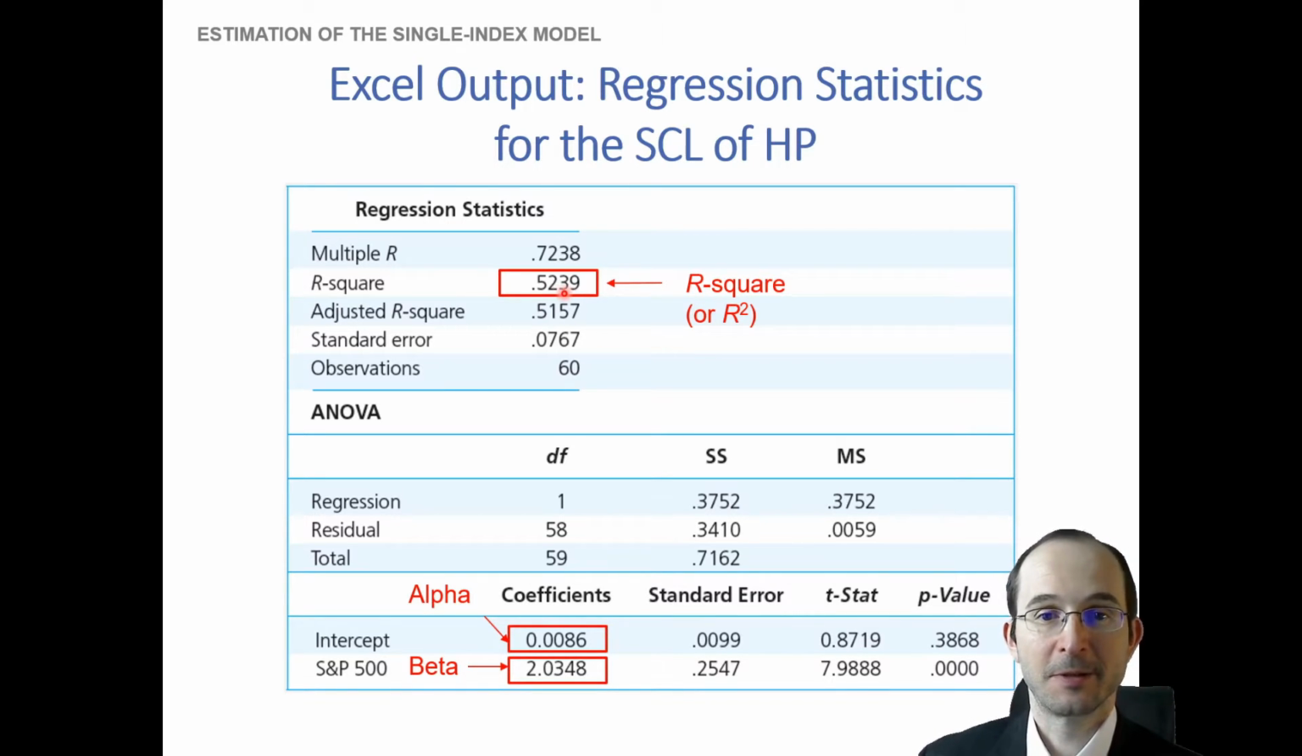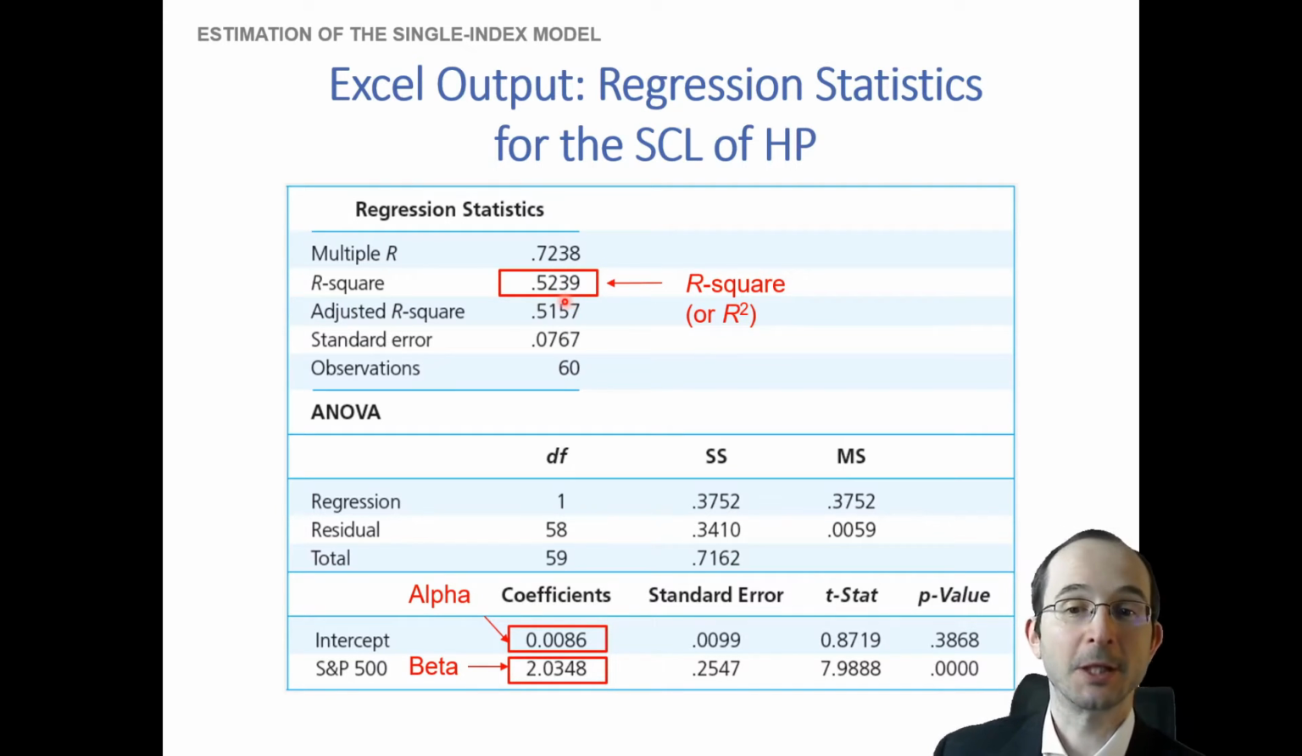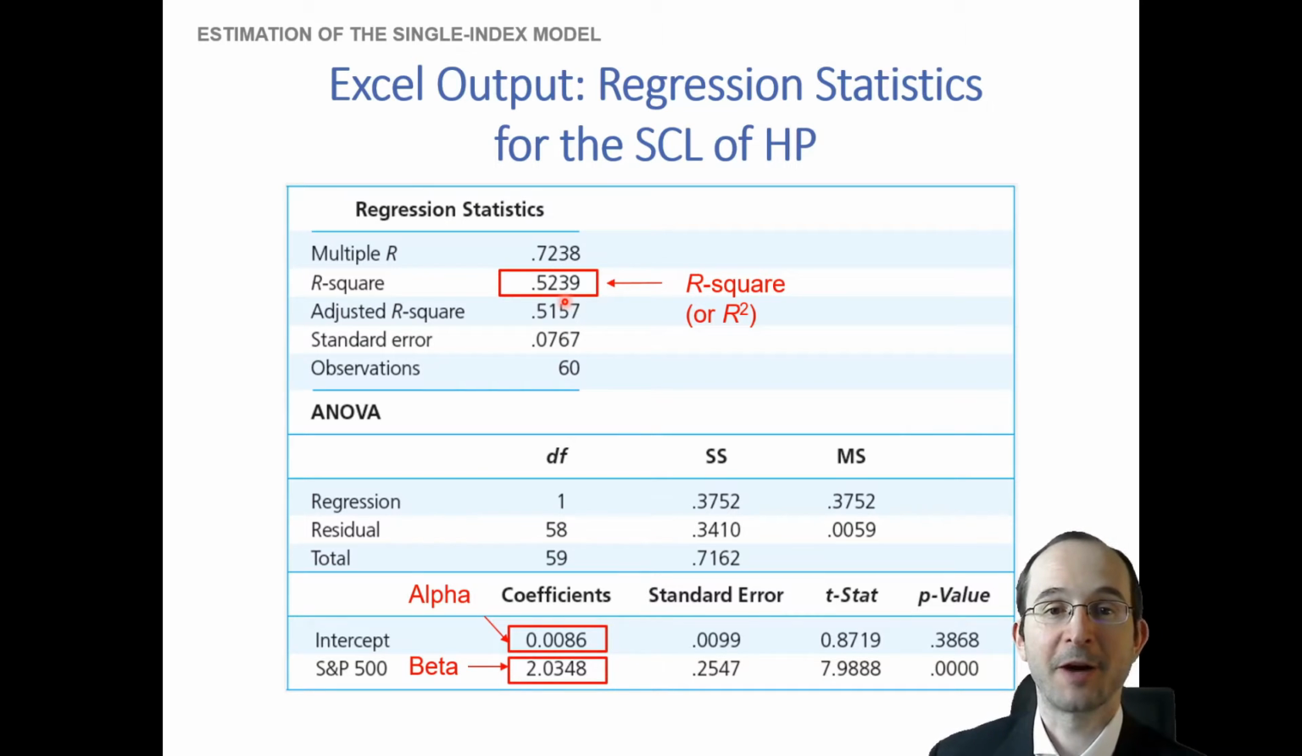But at least this does provide encouraging evidence, in the sense that 52% of the variation in HP's returns is explained by the S&P 500 portfolio as the market proxy, a meaningful portion, which means that this is a credible macroeconomic factor for explaining the variation in HP's returns, in other words, HP's risk.